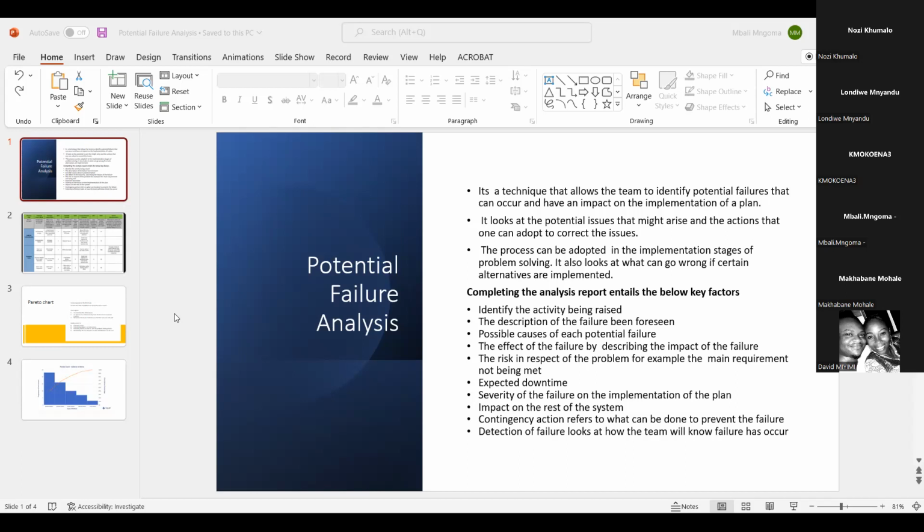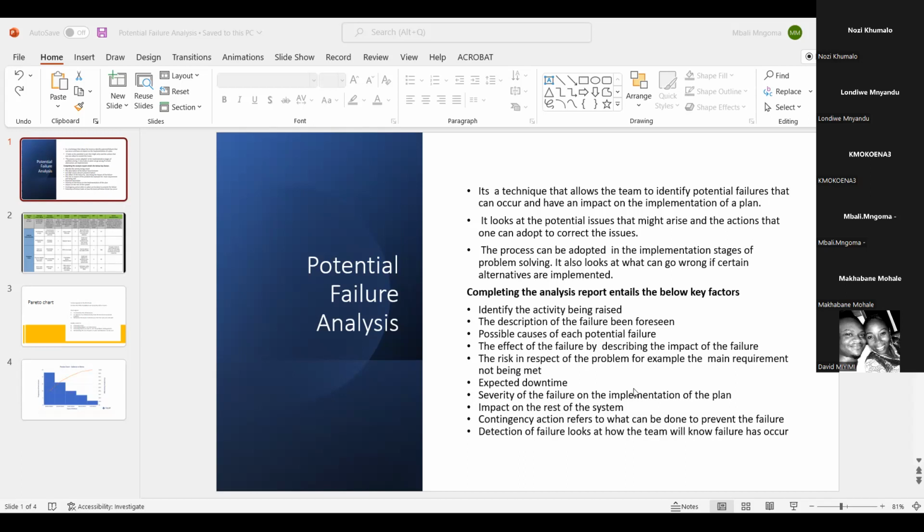The process can be adopted in the implementation stages of problem solving. It also looks at what can go wrong if certain alternatives are implemented. So when you're drafting a potential failure analysis, these are the questions that you'll be looking at. The first one will obviously be identifying the activity raised. So whatever it is that you'll be, okay, let me just come up with an example.